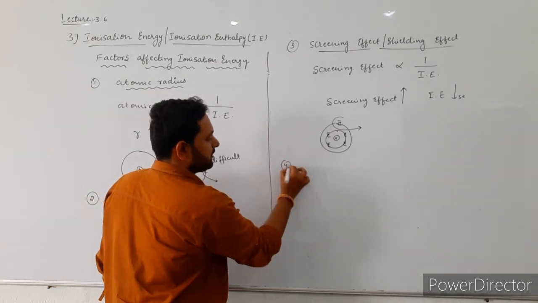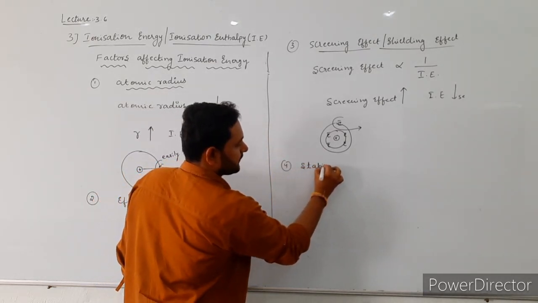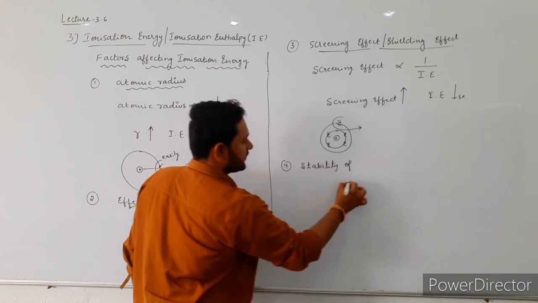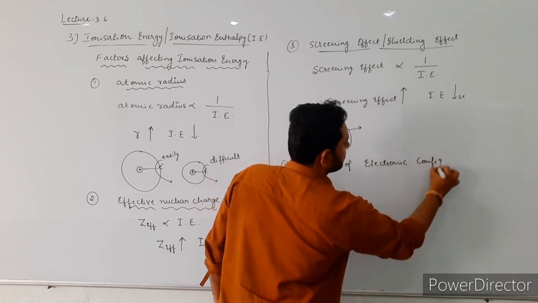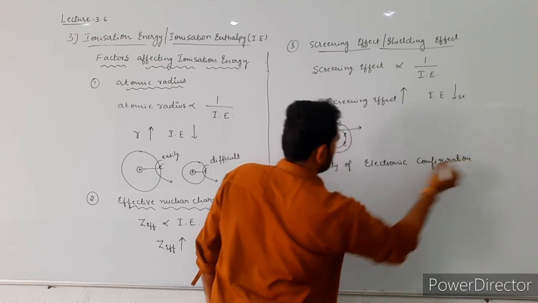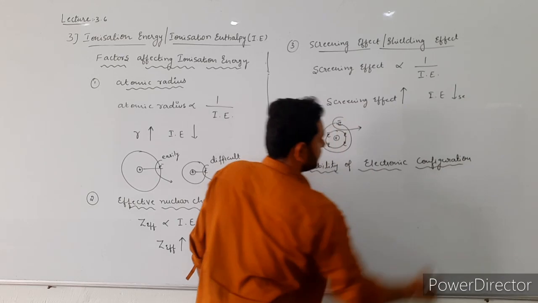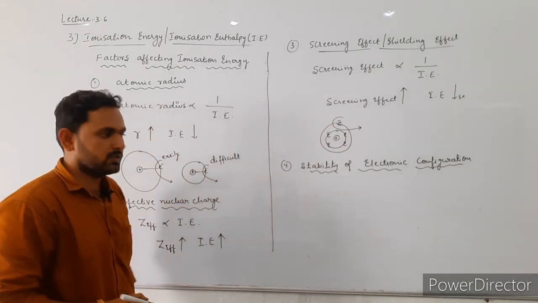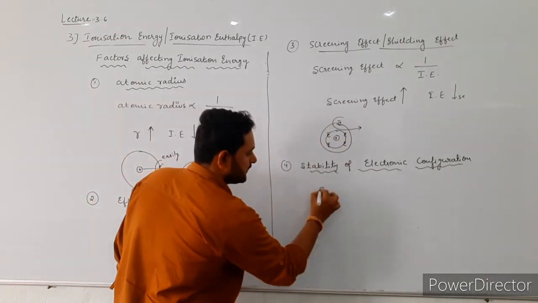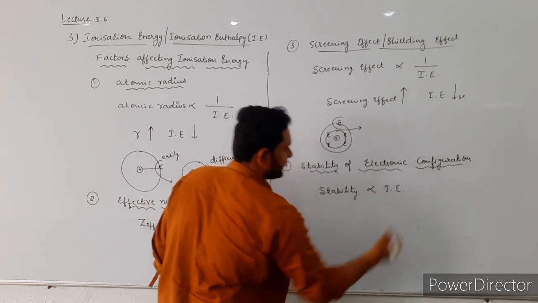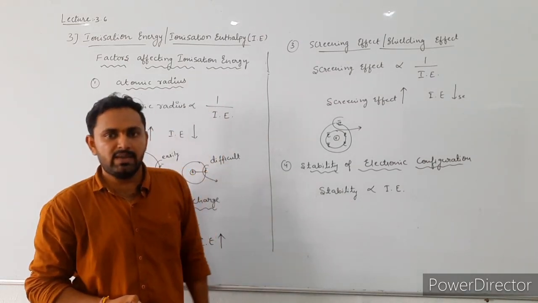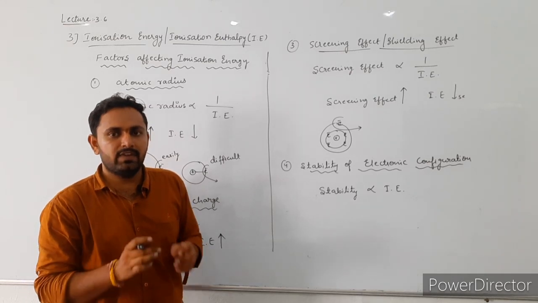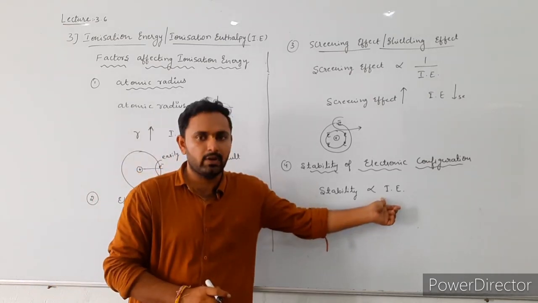Next, fourth one, stability of electronic configuration. The stability of electronic configuration is directly proportional to ionization energy. As the stability increases, ionization energy increases, because in a stable electronic configuration, the removal of an electron is very difficult. So more energy is required to remove an electron.